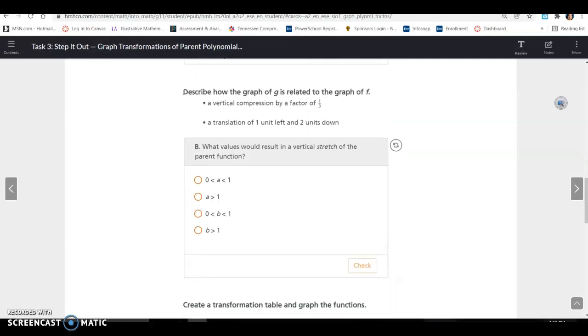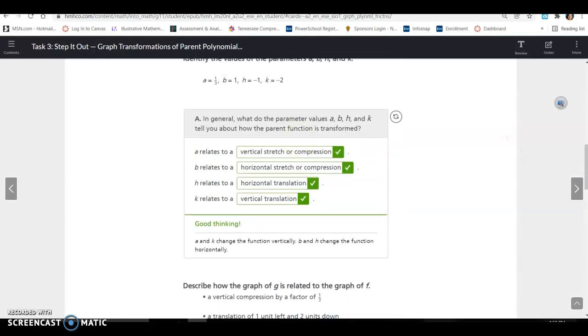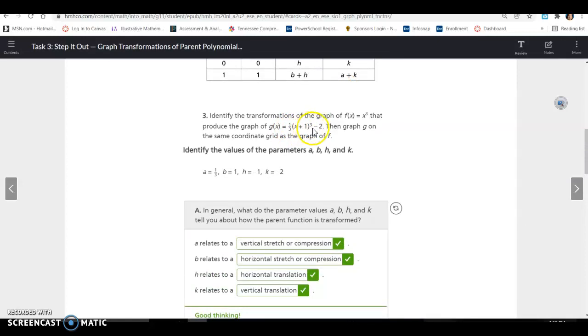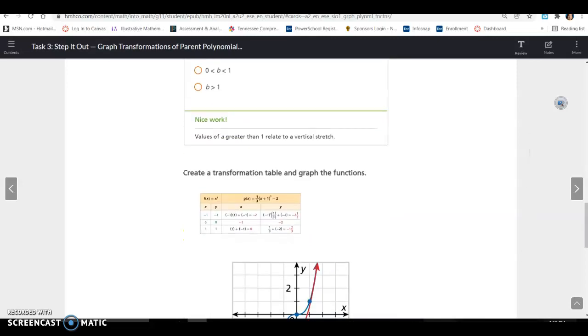Alright, so it says describe how the graph of g is related to the graph of f. It says a vertical compression by a factor of 1/3 and a translation of 1 unit left and 2 units down. So this is just a verbal description of what this right here says. Given your a, h, and k, they just put that in words to describe it. Alright, so it says what values would result in a vertical stretch of a parent function? We've seen the vertical compression is 1/3. So if we want to stretch it, we have to have a value greater than 1.